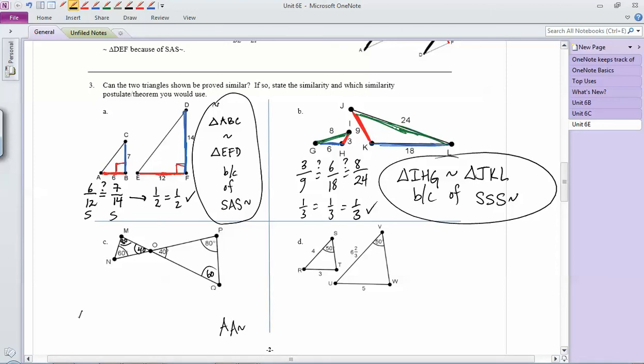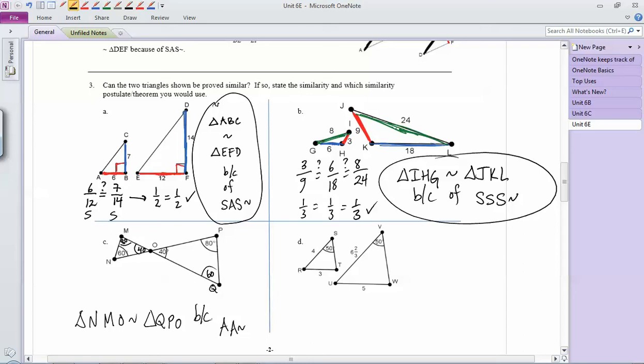So if I call the first triangle, let's say NMO, then I went 60, 80, 40. So the other one, what letter is that? Let's say that's a Q there. So then the second one would have to be, let's see, what did I do? 60, 80, 40, so QPO because of AA similarity.